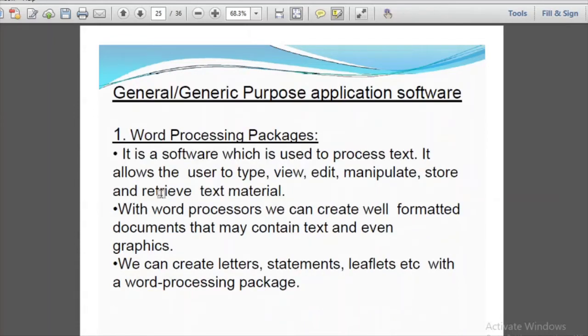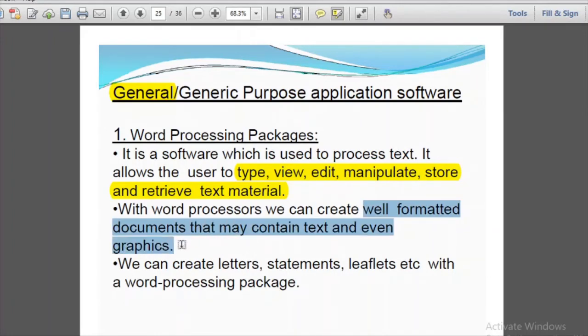So of the certain types, we will first be discussing some general purpose application software. First are word processing packages. They are basically used to type, view, edit, manipulate, store and retrieve text material. Okay, so notepad can be used, word processors like LibreOffice and many such word processors are available. So we can create well formatted documents. They may contain text and even some graphics. You can obviously add some images. You can create letters or statements, etc.